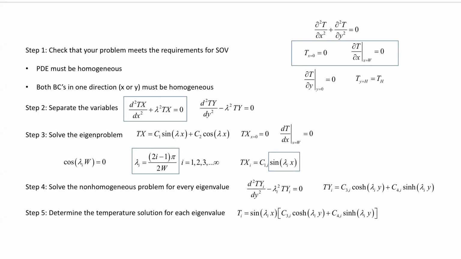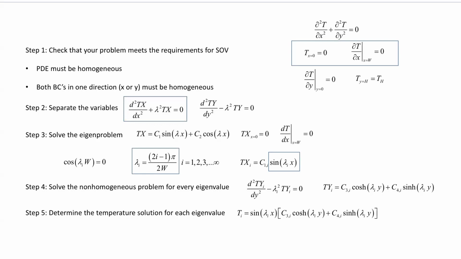Step 2, then we went and tried to separate the variables. So we're coming up with an equation for temperature as a function of x, an equation for temperature as a function of y. And then those two things will multiply together to give our full temperature solution. First we went through and separated the variables and found this is our equation for x, and this is what we ended up solving.